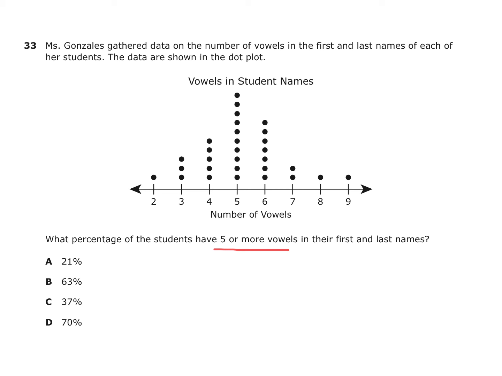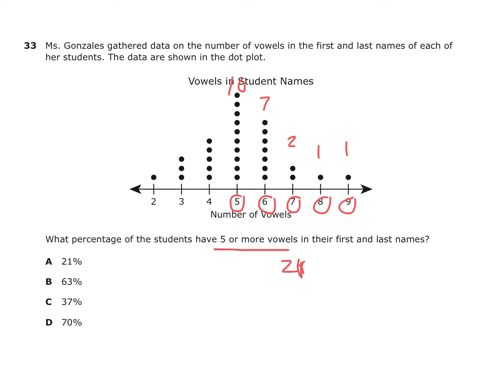Well, 5 or more, so we need to count 5 or more. Could be 6, could be 7, could be 8, could be 9. There's 1 here, there's 1 here, there's 2 here. And then for 6, you're going to have 1, 2, 3, 4, 5, 6, 7. 7 here. And for 5, you're going to have 1, 2, 3, 4, 5, 6, 7, 8, 9, 10. So there's 10 here. And so if you count those, 10 plus 7, 17, 19, 20, 21. So there's 21 that have 5 or more.